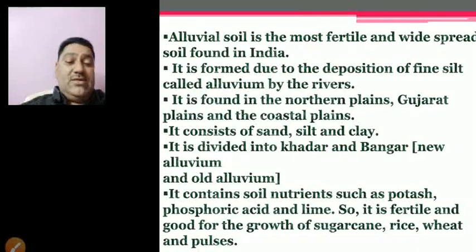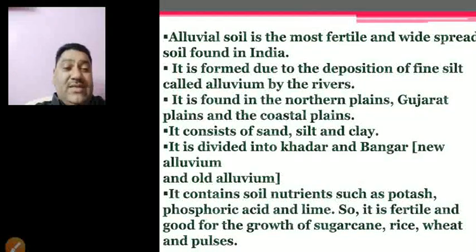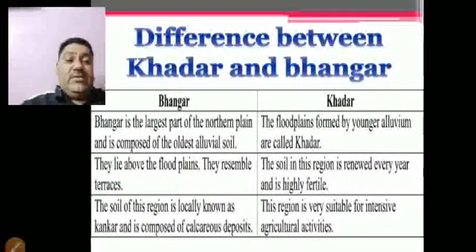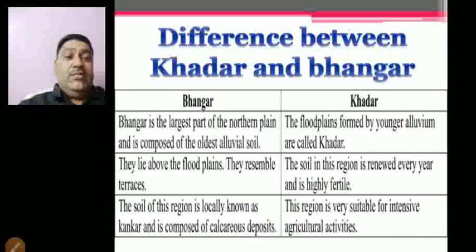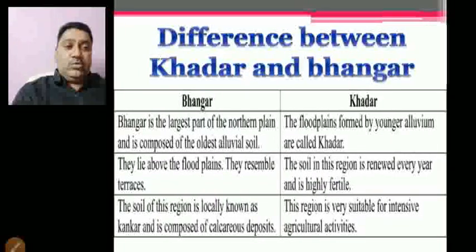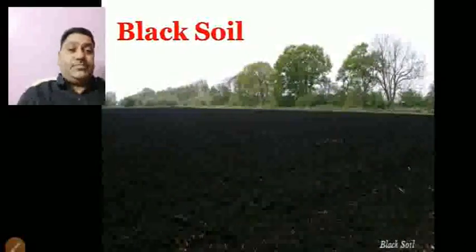And every soil consists of some nutrients or chemicals like potash, phosphoric acid, and lime. So, this soil is very fertile, and thus it is very important for the growth of crops like rice, sugarcane, wheat, pulses, etc. And this is the difference between khadar and bhangar. You have studied this last year, so you can go through it yourself.